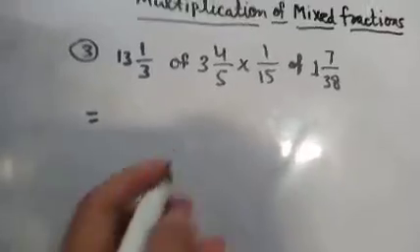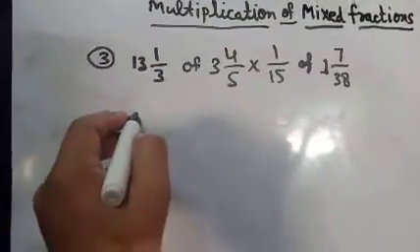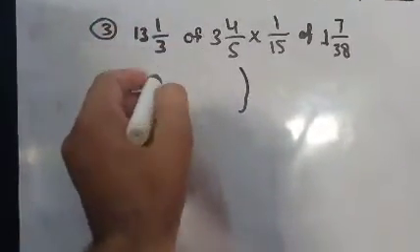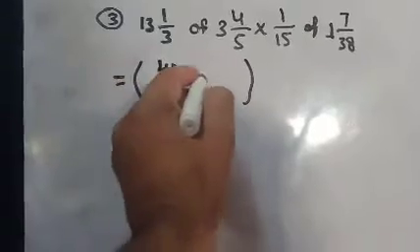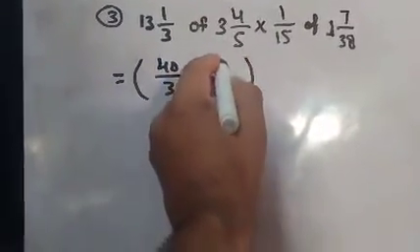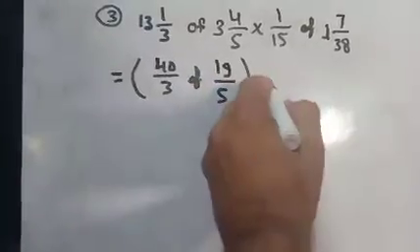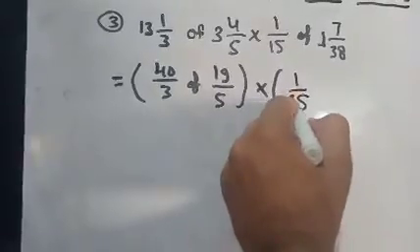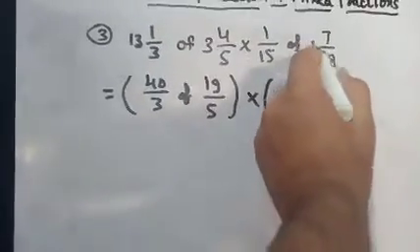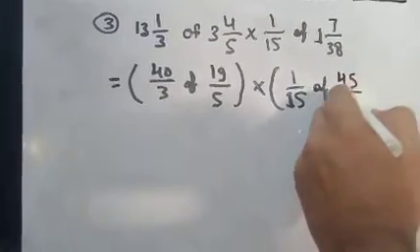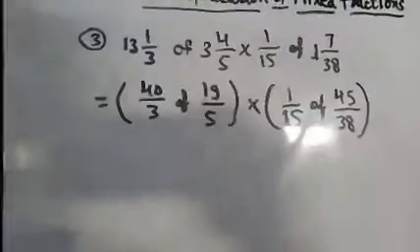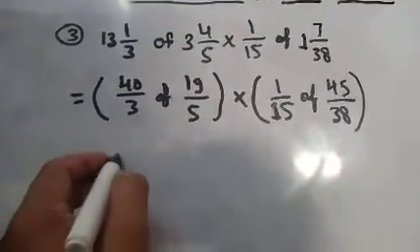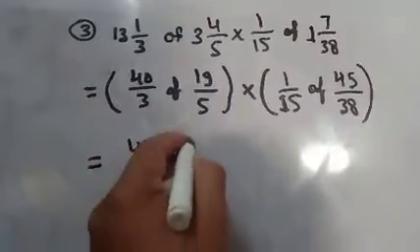According to the BODMAS rule, we have to solve of first, then take the bracket of two fractions: 13 threes are 39, plus 1, 40 upon 3, of 5 threes are 15, plus 4, 19 upon 5. Multiply another bracket: 1 upon 15 of 38 ones are 38, plus 7, 45 upon 38. Now solve of: 40 upon 3 multiply 19 upon 5.